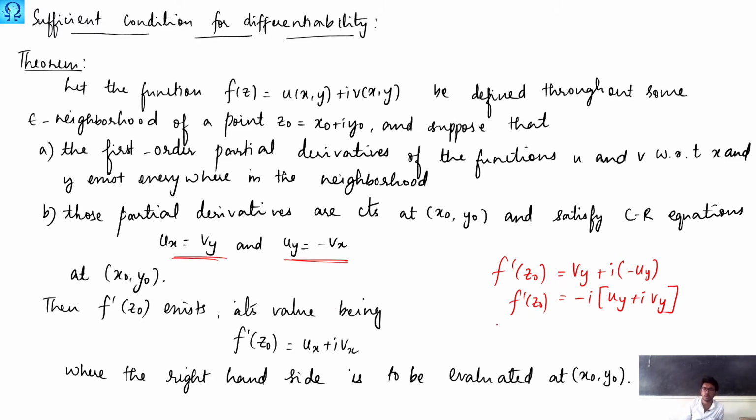If you know the partial derivatives of u and v with respect to any of the variables, be it x or y, you can always write down the derivative of the given function evaluated at the point z naught whenever the values are known. This is the statement of the sufficient condition. Now we are about to prove this condition. So let us start the proof formally.